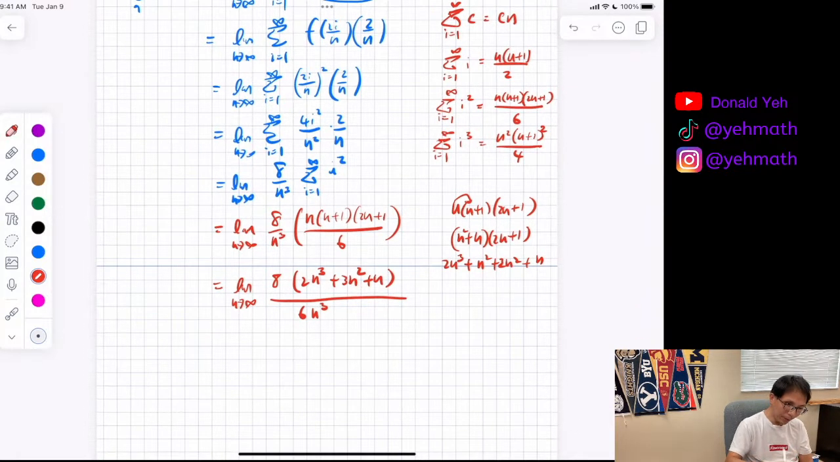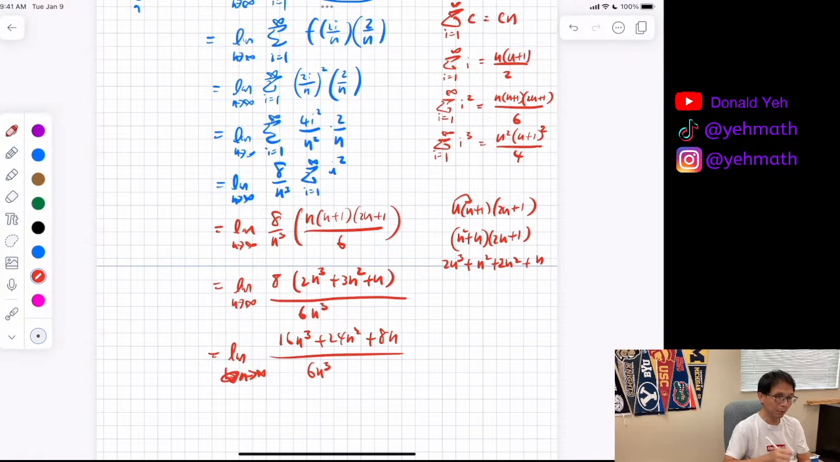Now, if n goes to infinity, I'm going to take an extra step. This is not yet n approaching infinity. So that is going to be 16n cubed plus 24n squared plus 8n all over 6n cubed. If you divide by the highest degree in the denominator, n cubed, pretty much all the terms are going to go to 0. Does that make sense? I divided everything by n cubed. Pretty much this is going to go to 0, and it will be 16 over 6, which is equal to 8 over 3.